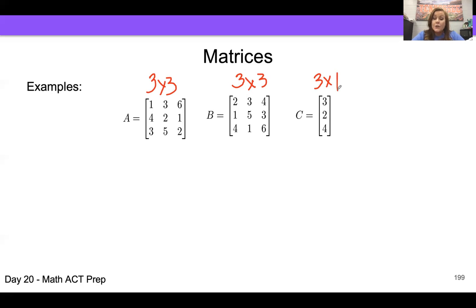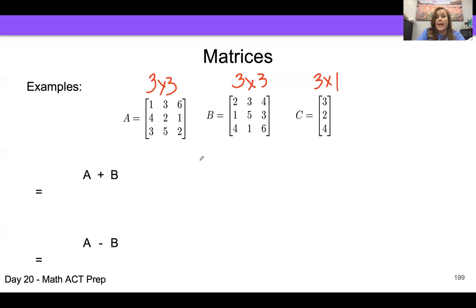So if I asked you to add A and C, your answer should be, I can't do it. Why? They're not the same size. You've got a 3 by 3 and a 3 by 1. I can't add them. Subtract. Do A minus C. I can't do it. Why? They're not the same size. Add A plus B. Can you do it? Yes. Why? Because they're the exact same size. They're both 3 by 3s.